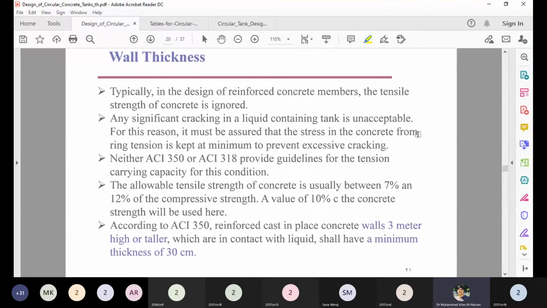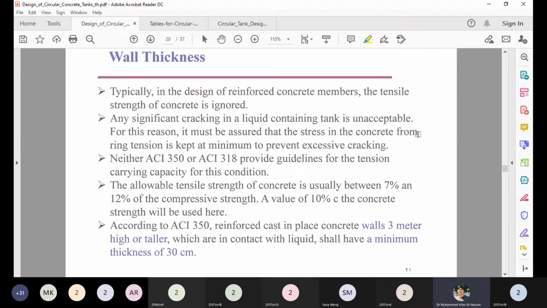So let's say f'c is 20 megapascal, then you can take the tensile strength fct equal to 10% of that, which will be about 2 megapascal. And if you are using 30 megapascal concrete or 27 megapascal concrete, the 10% will be 2.7 megapascal.